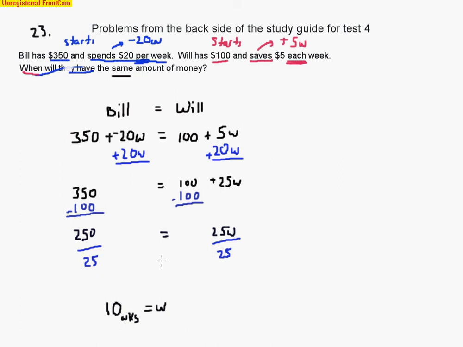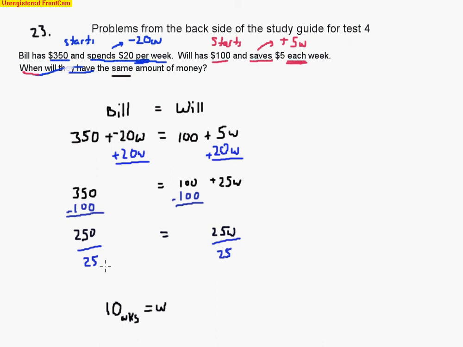Now, pretty much all we're doing is subtracting the amounts they started with, 100 from Bill's 350, and then taking the difference and actually adding their two rates together, because one is spending and one is saving. That means it's going to go faster, so the time it takes is going to be less than if they were both saving. And so 10 weeks is our solution there.